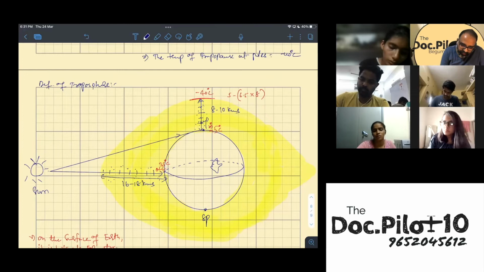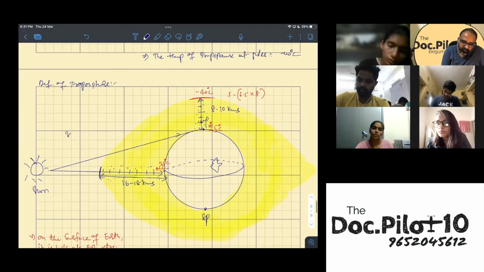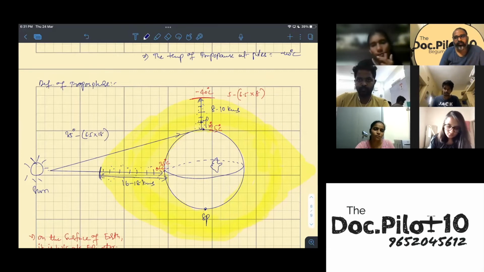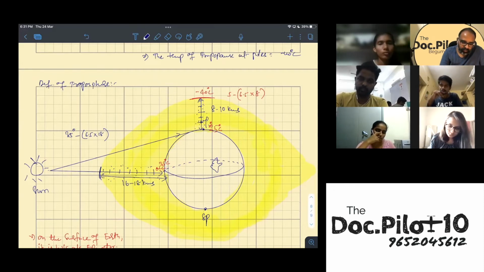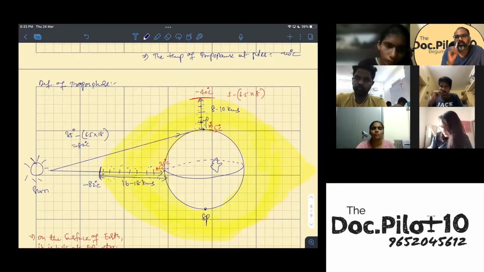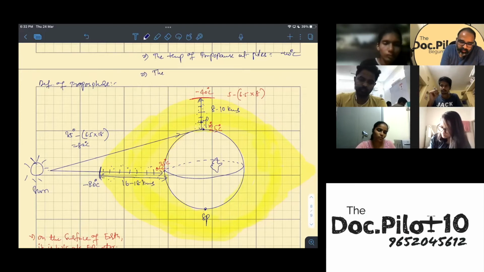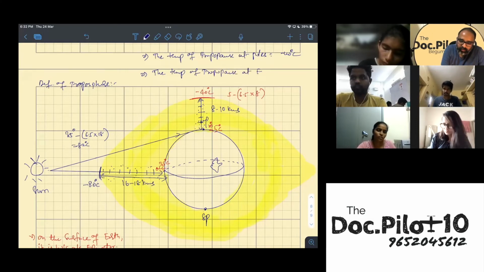Correct. Taking 18 kilometers at the equator, what is the temperature? 35 degrees centigrade minus 6.5. You are going 18 kilometers up, correct? Into 18. How much? 35 minus brackets open 6.5 into 18 brackets close. Here it will be minus 82 degrees centigrade. But according to our book, it is not minus 82. It is minus 80 degrees centigrade. Am I clear? Can I write the temperature of the tropopause at the equator is equal to minus 80 degrees centigrade.